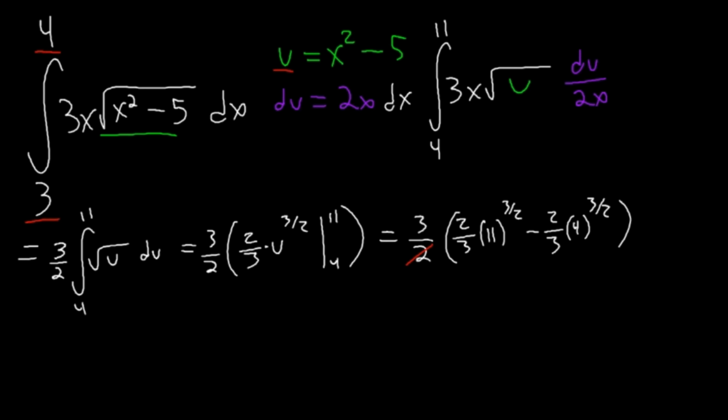And as you can see, these fractions are canceling out quite nicely, leaving us with 11 to the power of 3 over 2 minus 4 to the power of 3 over 2, which we can use our calculators to simplify to 28.483. I hope this has helped you understand the basics of u substitution.